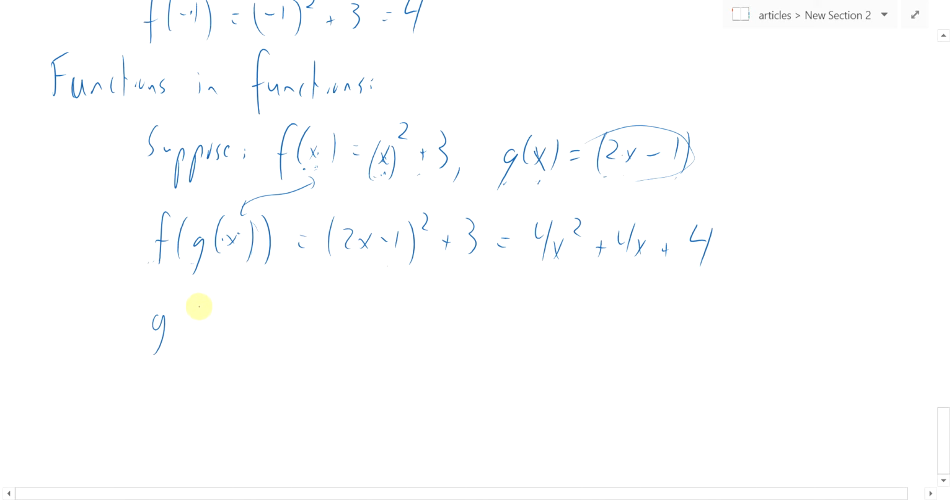If we go the other way, g of f of x, now I want to take the formula for f of x and put it into the x in g of x. So this is 2 times, well, whatever you gave the function g. What did we give the function g? We gave it x squared plus 3. So this is 2 times x squared plus 3, minus 1. So that becomes 2x squared plus 5.